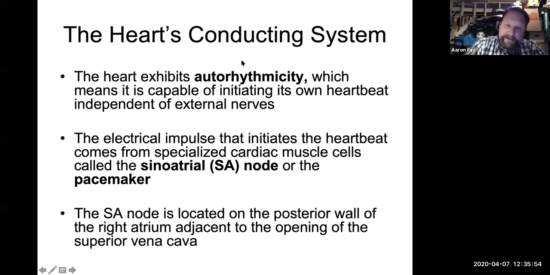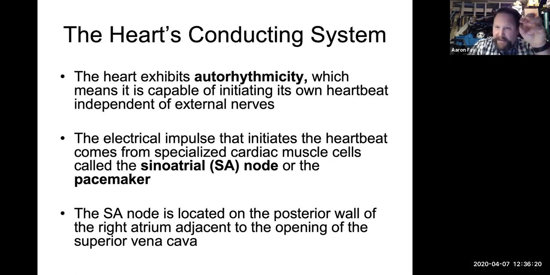And this ability is referred to as autorhythmicity. So the heart is capable of initiating its own contraction. And there are specialized groups of cells that are responsible for that. They're referred to as the pacemaker cells, or the pacemaker of the heart. So the pacemaker is located in the SA node, the sinoatrial node. This is located on the posterior wall of the right atrium.